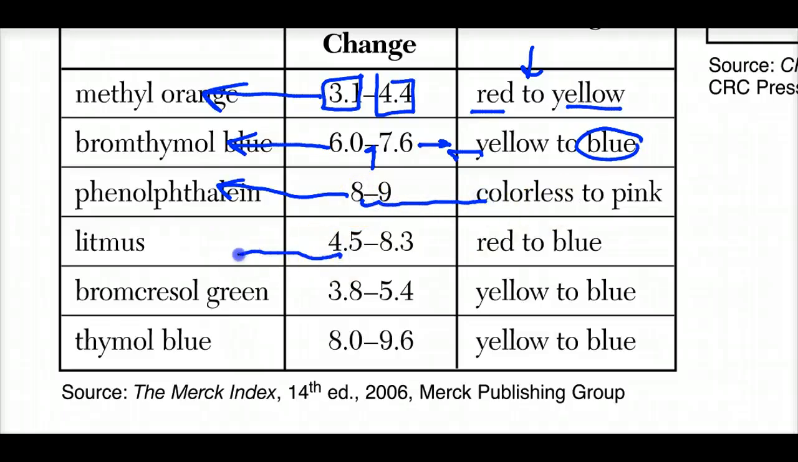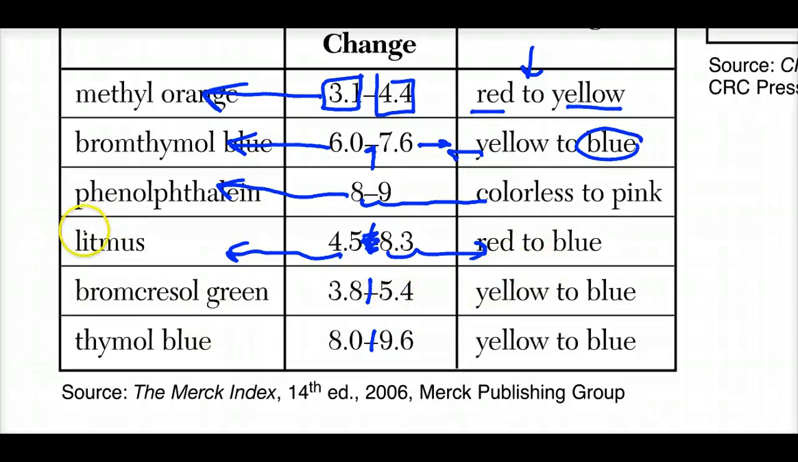Litmus, of course, is red below 4.5, blue above 8.3, and of course there's a color in between, but that's not going to be asked. It's like a peachy color, but people think it might be red, blue, purple. Bromcresol green, yellow to blue, in between is green. In between these two is green for the same reasons.